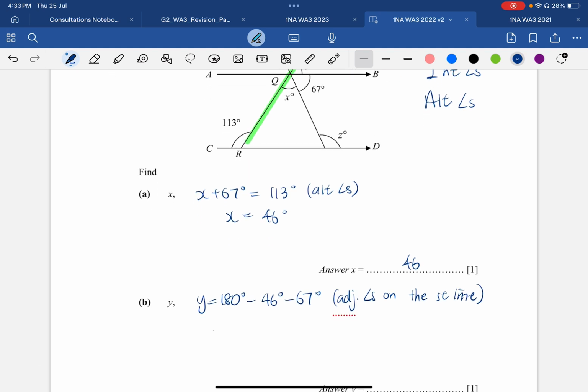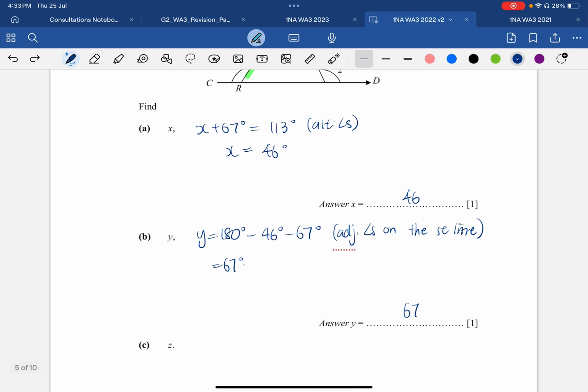That gives you 67 degrees. Okay, so angle Y is 67 degrees.